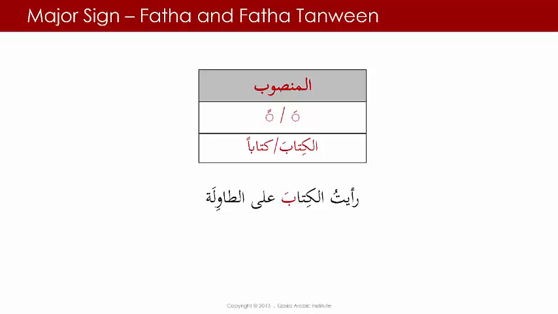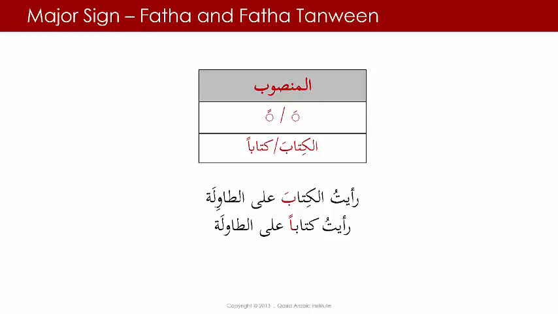Here we have it in an example in a sentence, رأيت الكتاب على الطاولة. I saw the book on the table. So al-kitab here is the object of the verb رأيت. I saw the book. The book is that which is being seen. And so it's the object of the verb رأيت. And hence it takes the fatha case or the mansub case. Or we could say the accusative.